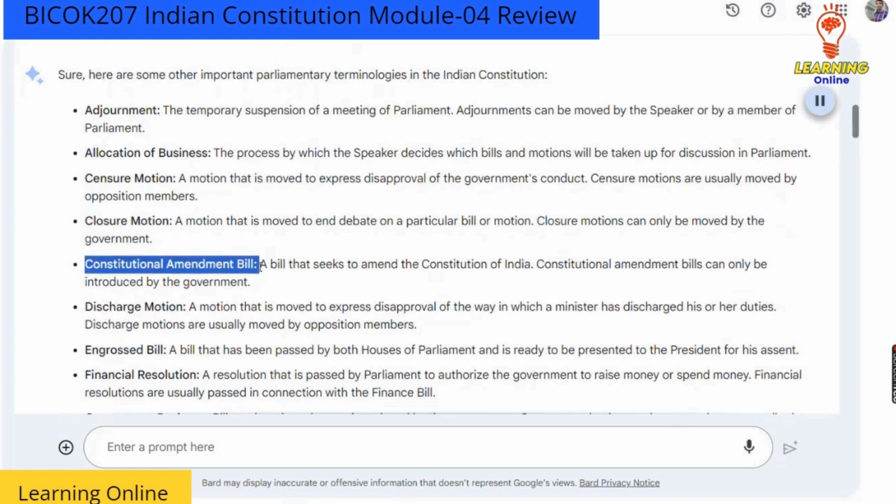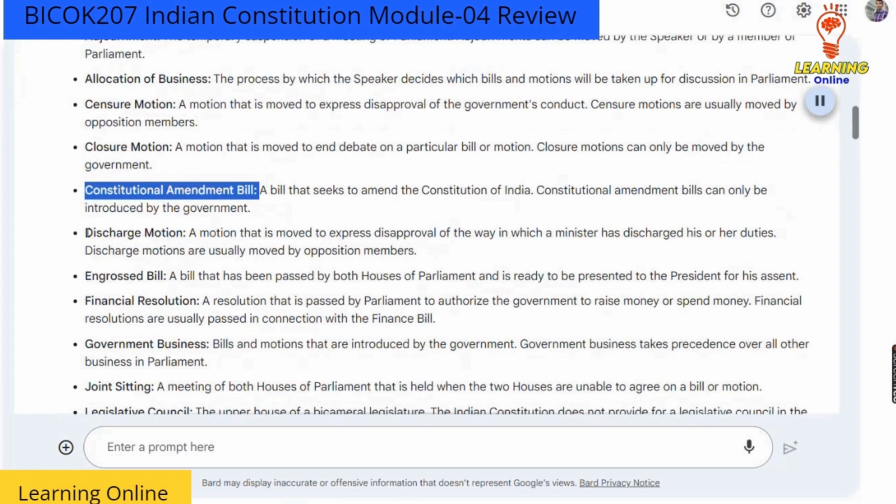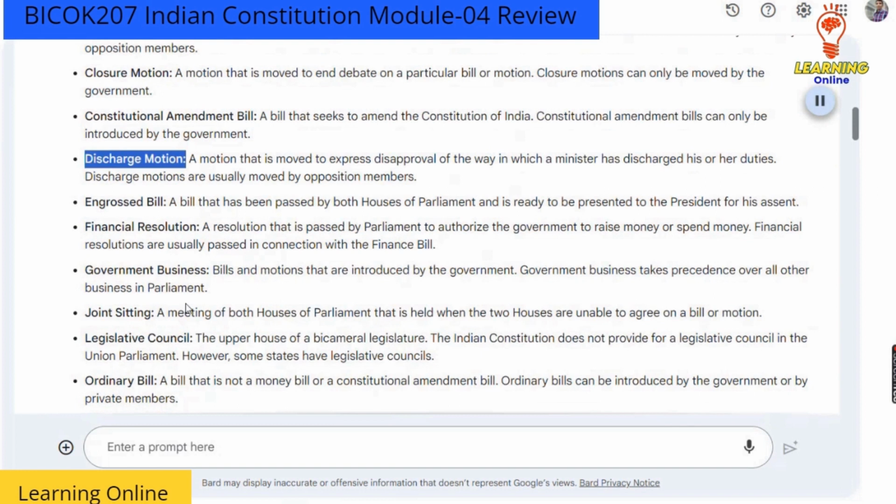Constitutional Amendment Bill, a bill that seeks to amend the Constitution of India. Constitutional amendment bills can only be introduced by the government. Discharge motion, a motion that is moved to express disapproval of the way in which a minister has discharged his or her duties. Discharge motions are usually moved by opposition members.